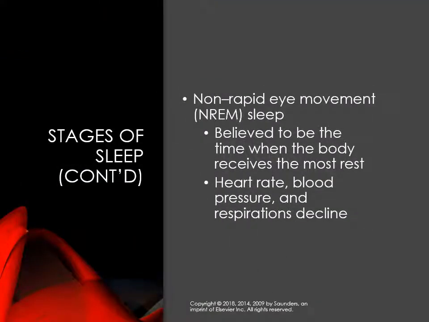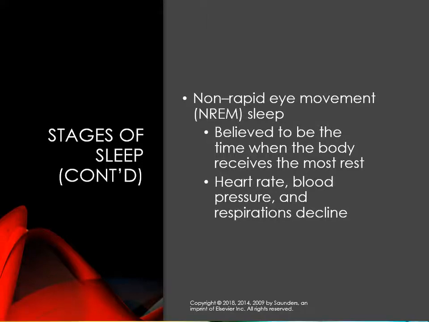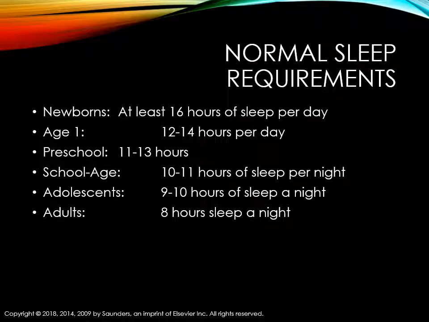During the non-rapid eye movement sleep cycle, it is believed that this is when the body actually receives the most rest. The heart rate, blood pressure, and respirations decline. The amount of sleep an individual needs varies from person to person, and changes as a person passes through the life cycle. Please note, this slide has the various amount of hours needed depending on the individual's age and life cycle.